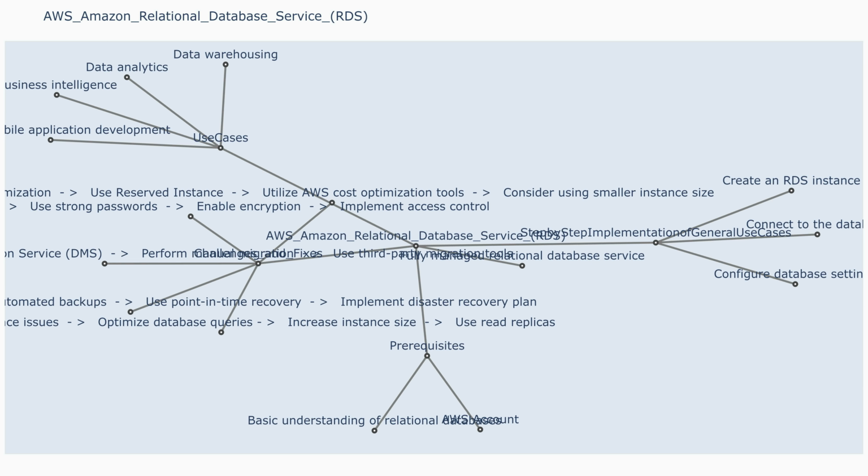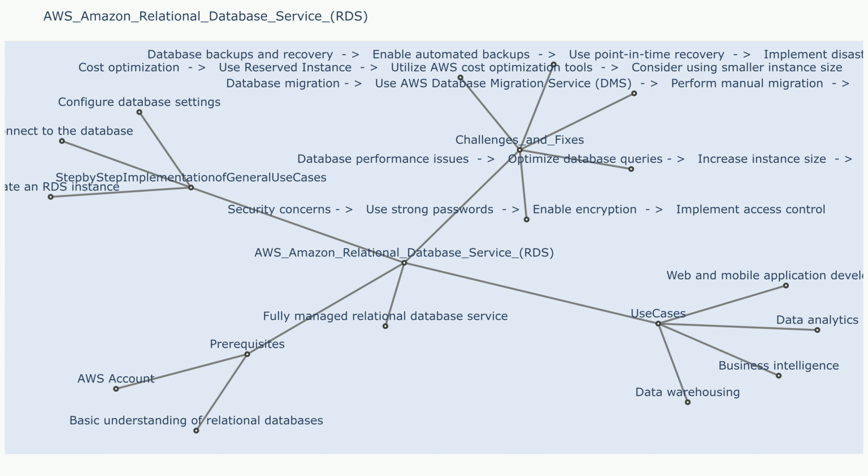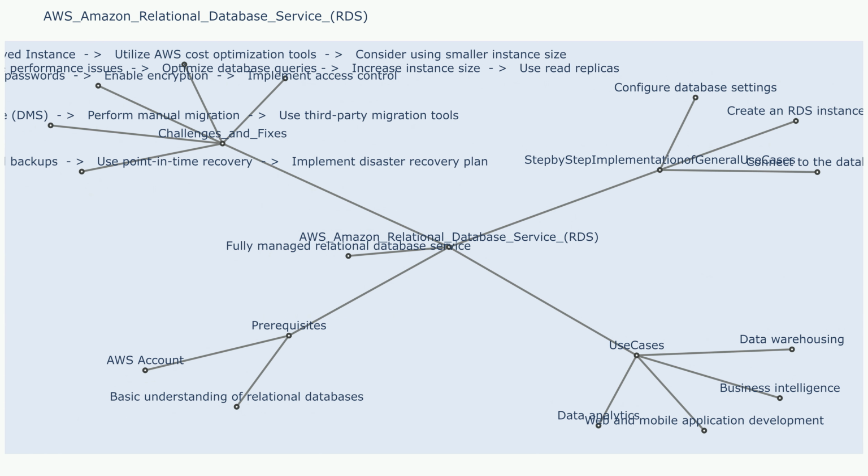AWS Amazon Relational Database Service (RDS). Description: a fully managed relational database service that provides access to various database engines, such as MySQL, PostgreSQL, Oracle, SQL Server, and Amazon Aurora. RDS handles the administration tasks, including provisioning, scaling, backups, and security, allowing you to focus on your applications.